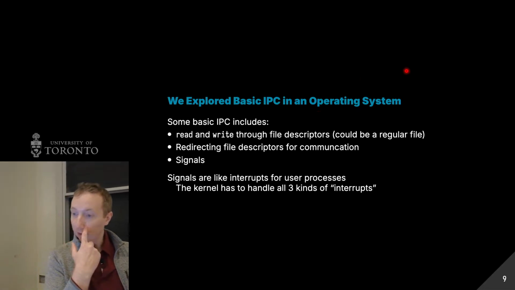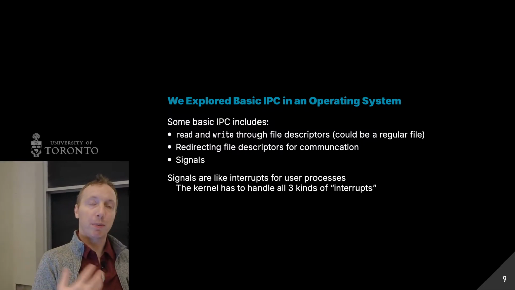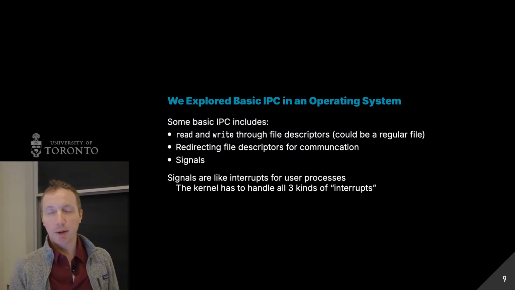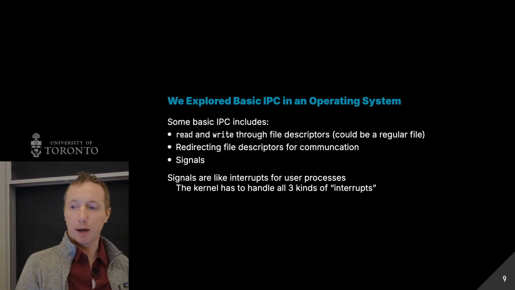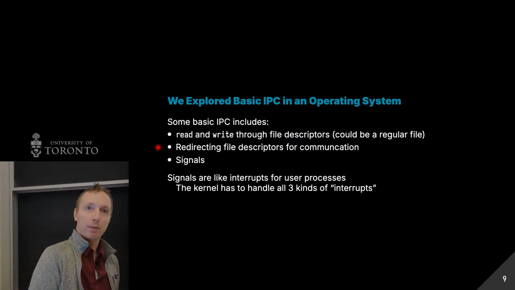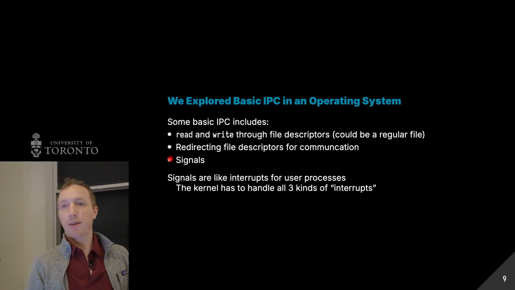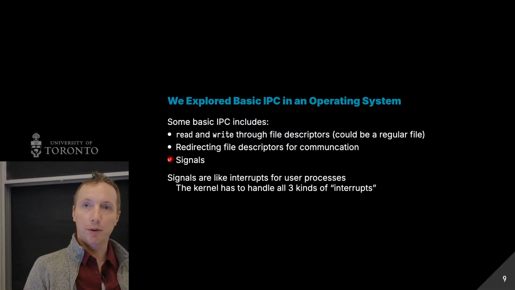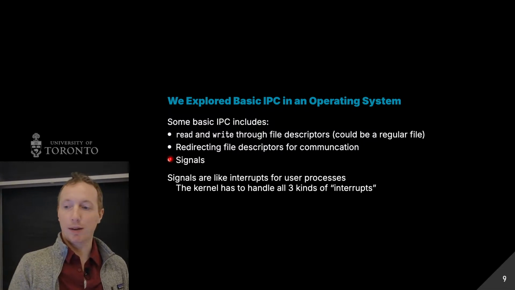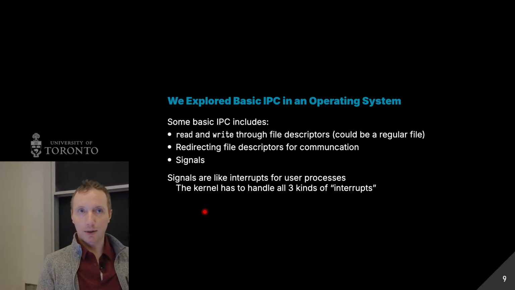Then we explored basic IPC. Some basic IPC is read and write through file descriptors. They could represent a regular file, your terminal, a pipe, a socket. Doesn't really matter. We just need to know it's something we can read and write bytes from. Then we figured out they're pretty powerful. The standard file descriptors, we can redirect them. We can change them to different things. We can chain together programs. It was kind of neat. And then we discussed signals, basically interrupts for user processes. That's where we added kill to our vocabulary. Kill is the system call for sending a signal. So the kernel has to handle 3 types of interrupts. That's more hardware details. You don't really have to know about that.